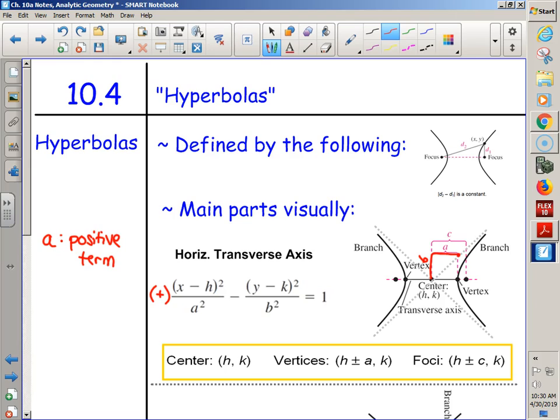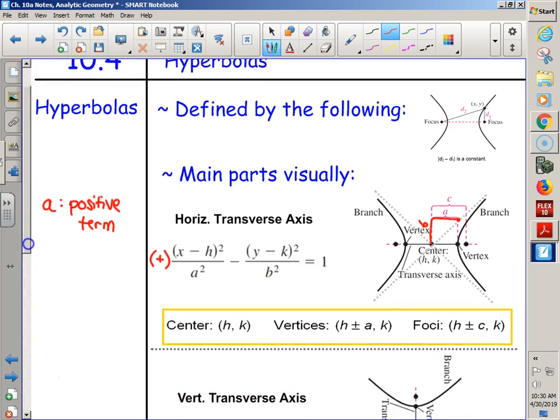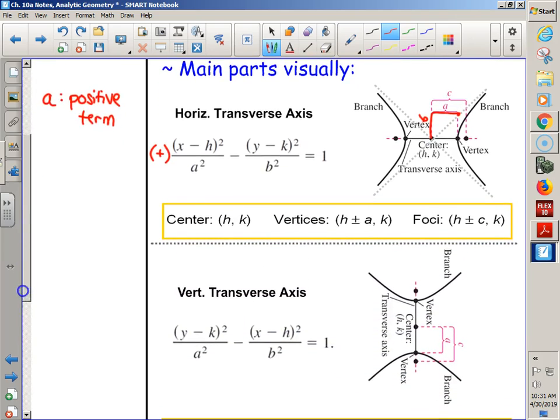So in section 10.3, we talked about A being major. A is the bigger denominator. But in this guy, A is the positive term. And whichever term is positive also determines which way the hyperbolas go. Wait, which way they go? I don't get it. They just go that way, don't they? Or that way.